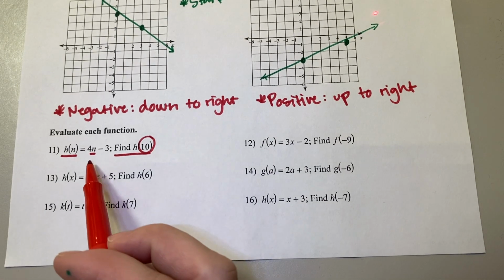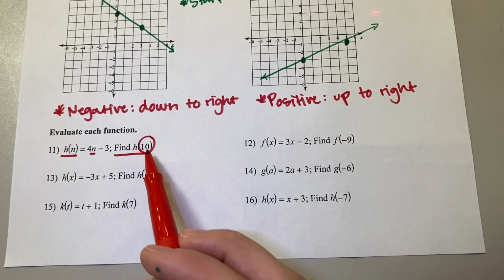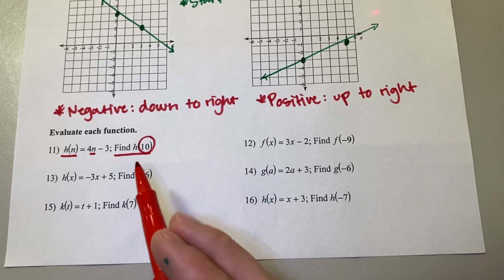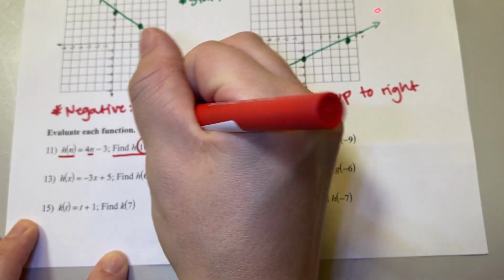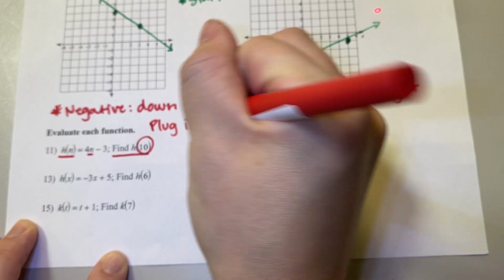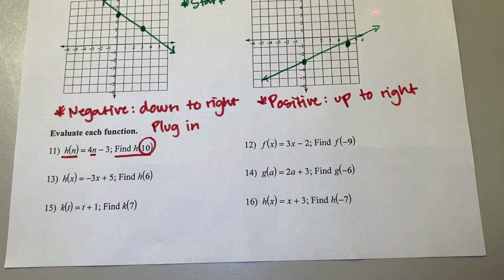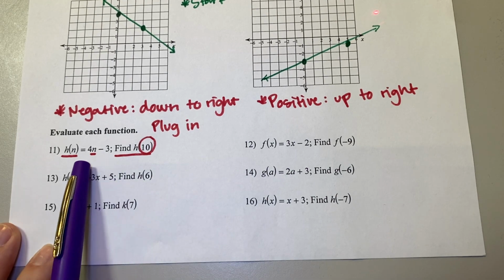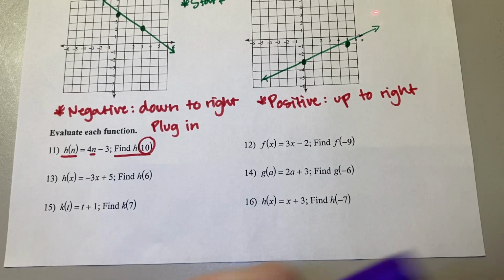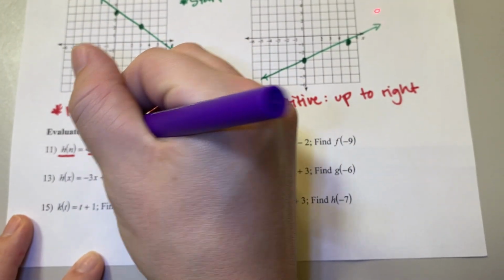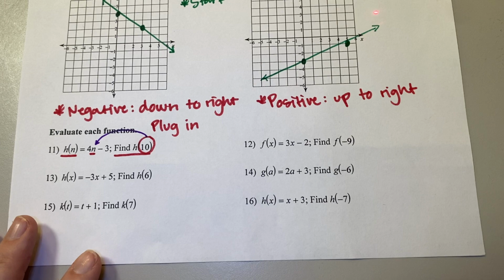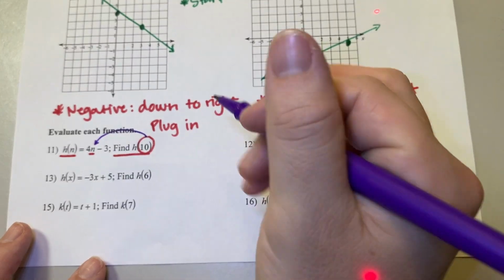So it gives us a function with a variable, right? But then it's telling us what to plug in for that variable. So let's make that note. All we're doing is plugging in what it tells us to plug in. Okay, so for this guy, we have our original function. There was our n. We're going to take that 10 and plug it in where our n goes. And it's going to look like this.